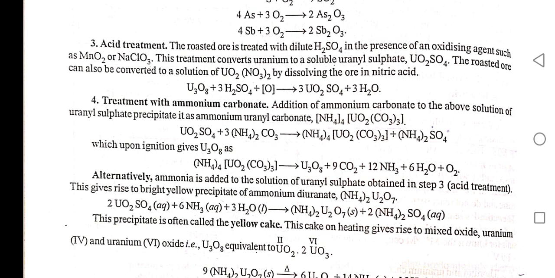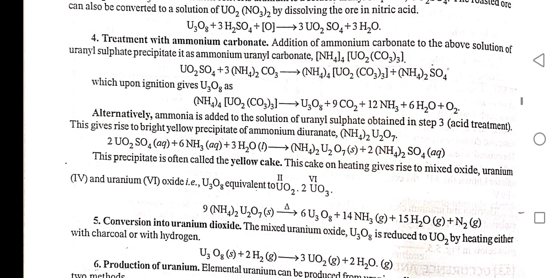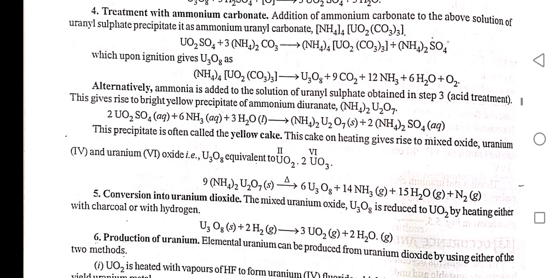ammonia is added to the solution of uranyl sulfate obtained in step three, acid treatment. This gives rise to a bright yellow precipitate of ammonium diuranate, (NH4)2U2O7. This precipitate is often called the yellow cake. This cake on heating gives rise to mixed oxides of uranium 4 and uranium 6.